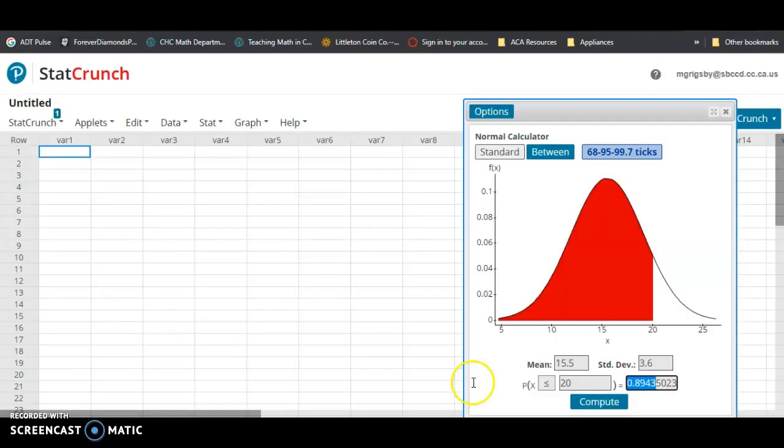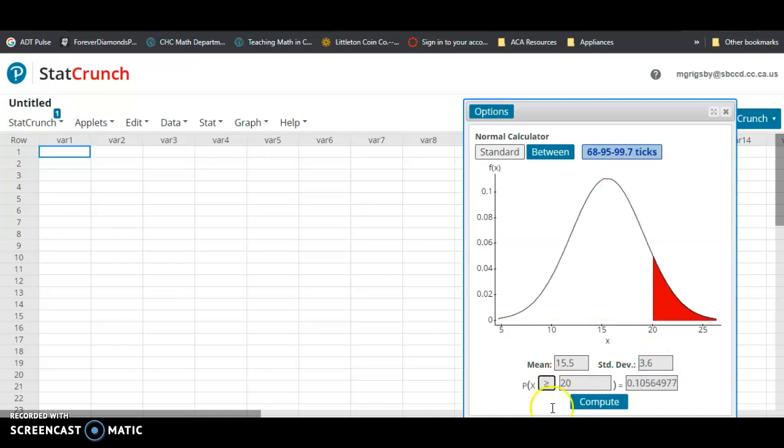Again, going to StatCrunch, you type in the mean, standard deviation. You select the appropriate symbol, so there's no greater than symbol, so we're going to select greater than or equal to. Then round your answer to 4 decimal places. So to 4 decimal places, that probability is 0.1056, and that's the red portion of the curve that's shaded. The area to the right of 20, underneath the curve, is that number there, 0.1056.